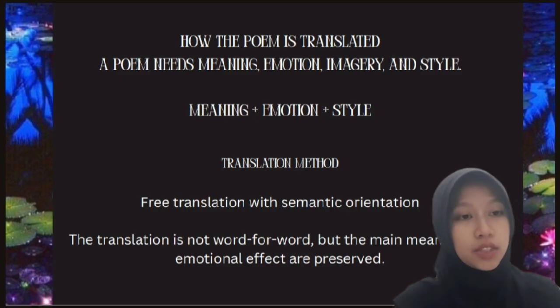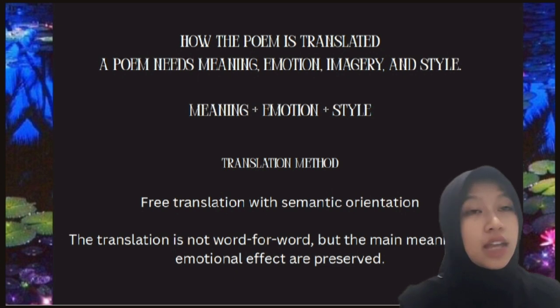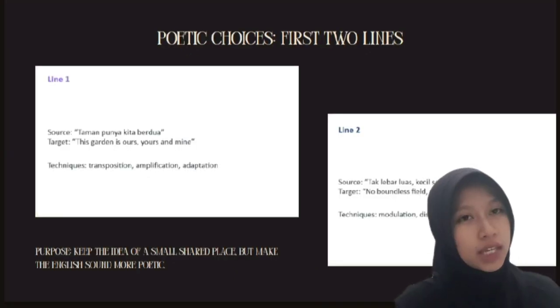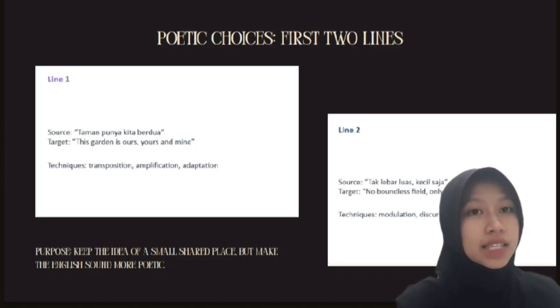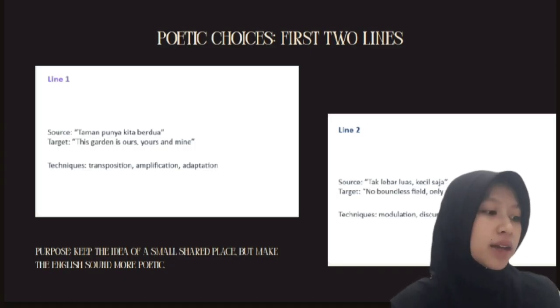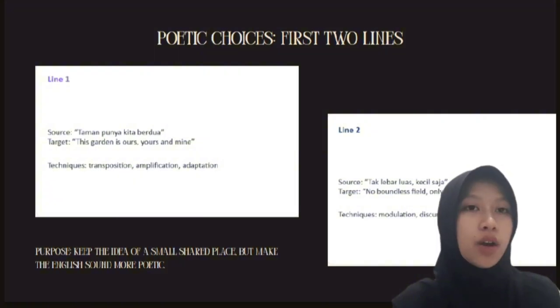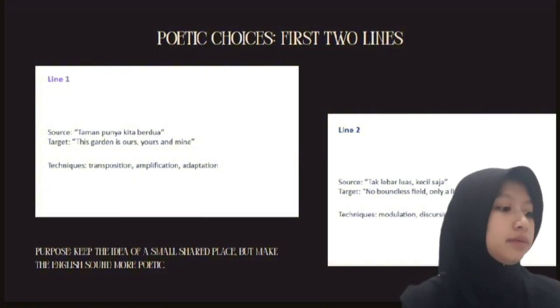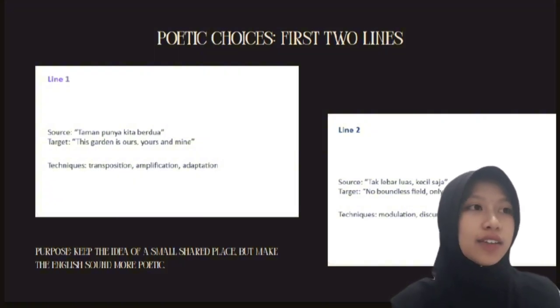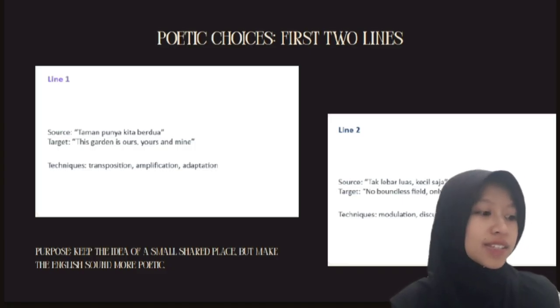If we use some literal, it's just going to be "taman punya kita berdua," the garden that we have. It's unpoetic, and I have to change the structure and use some possessive pronoun like "ours" to create something more flowy and natural, but also a feeling of ours and possessiveness.